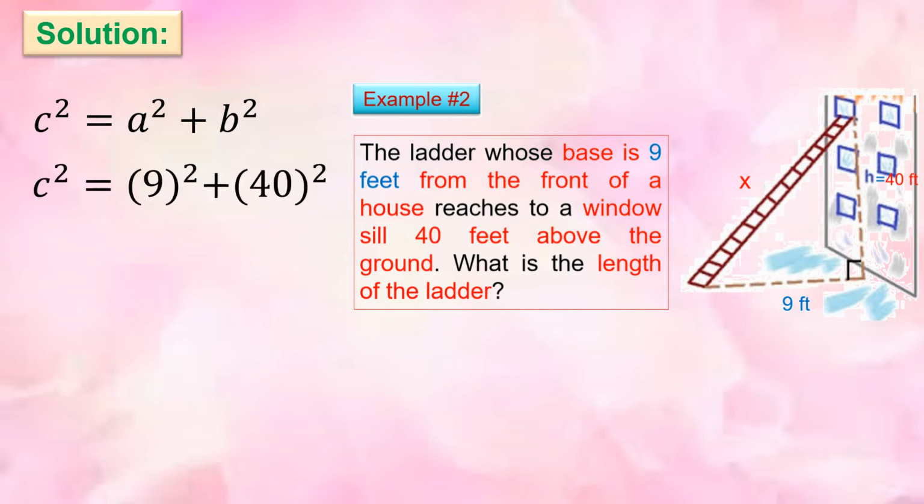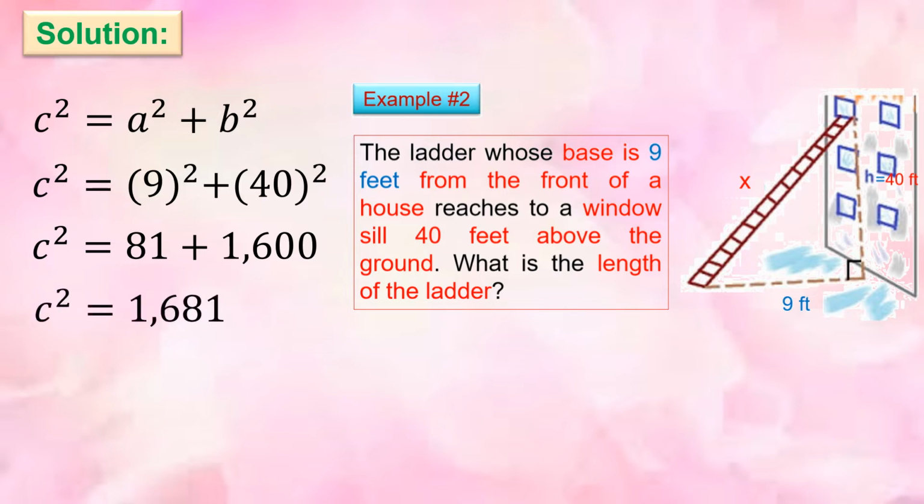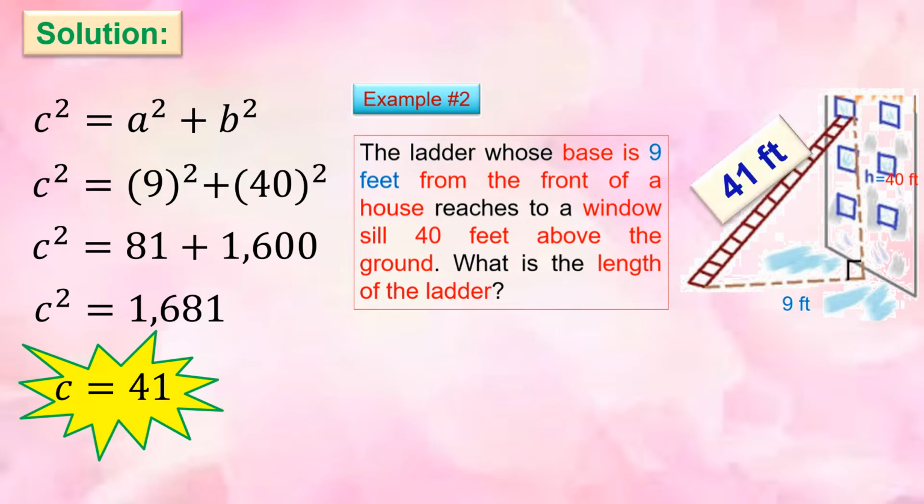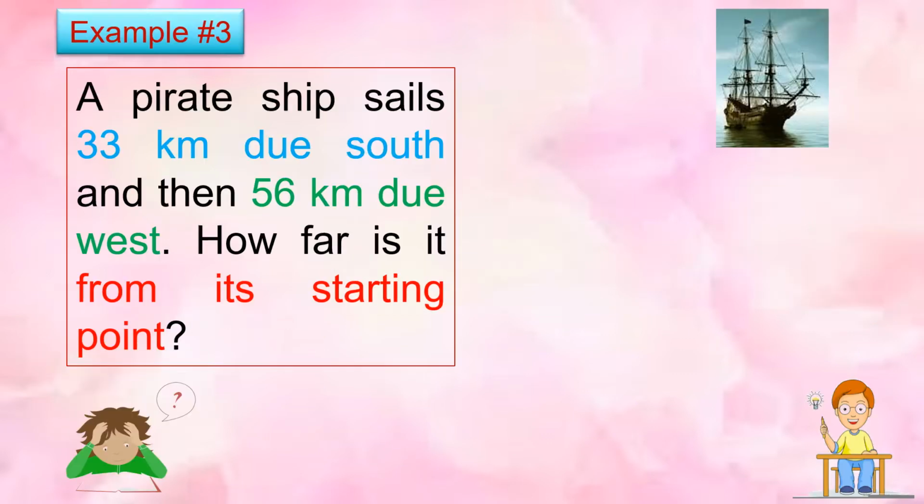So we have 9 squared plus 40 squared. So 9 squared is equal to 81. 40 squared is equal to 1,600. Adding it up, it is equal to 1,681. And getting the square root of 1,681, it is equal to 41. So therefore, the length of the ladder is 41 feet. Now let us have example number 3.